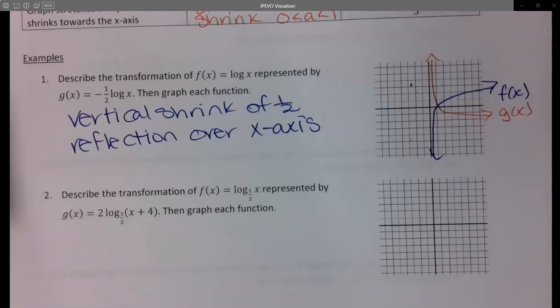What are you pointing at? What's different? Okay, I can't see from that far.